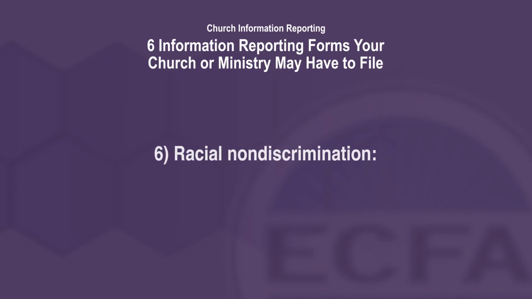Number 6, racial non-discrimination. Churches that operate a private school must file Form 5578, the annual certification of racial non-discrimination for a private school exempt from federal income tax. The form must be filed by the 15th day of the 5th month following the end of the church's calendar or fiscal period. The private school definition includes preschools, primary, secondary, preparatory, and high schools, whether operated as a separate legal entity or an activity of the church.